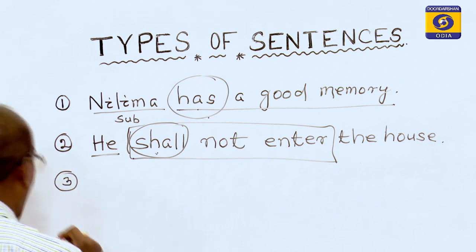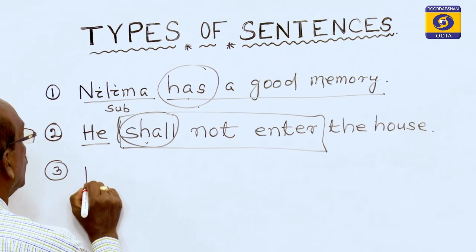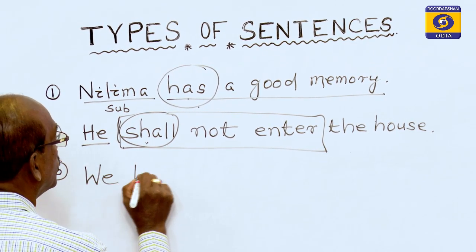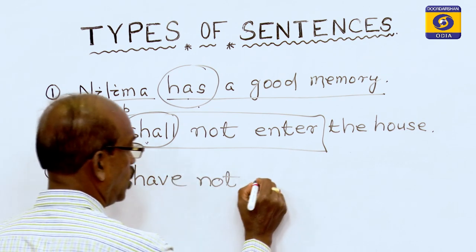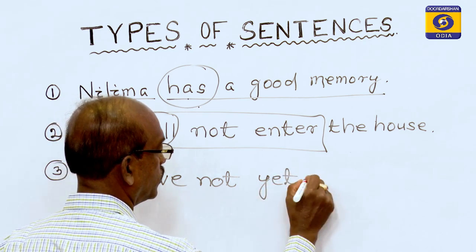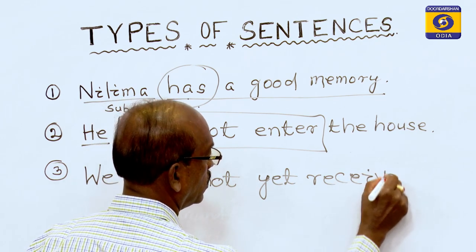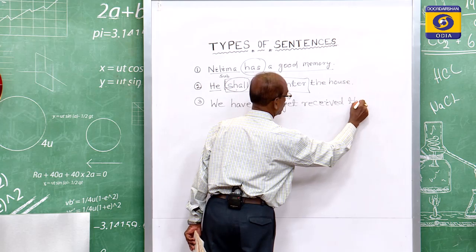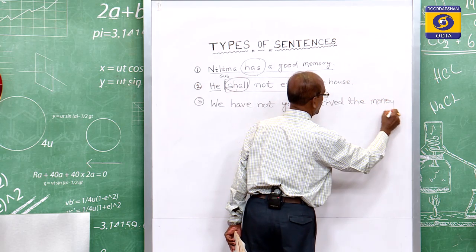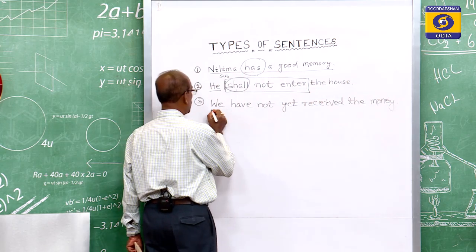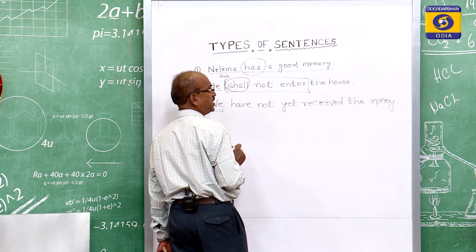Similarly, come to the third question. We have not yet received the money. This is one sentence. Here you see, we is the subject, and here the predicate is have not yet received the money.